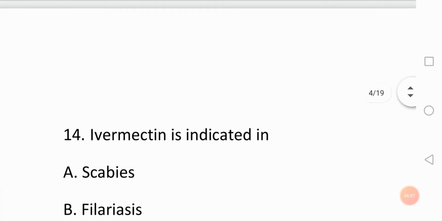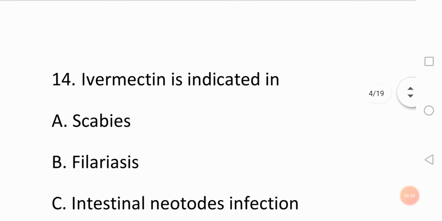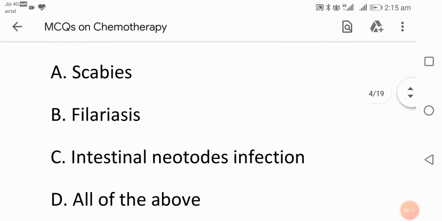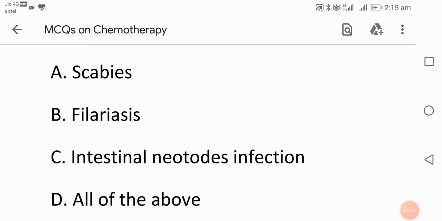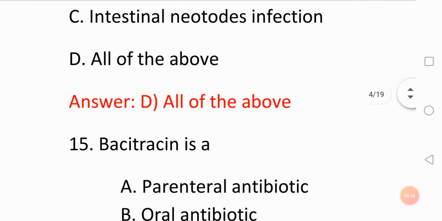And now the 14th question: ivermectin is indicated in A. Scabies, B. Filariasis, C. Intestinal nematode infection, and D. All of the above. And the answer is D, all of the above.